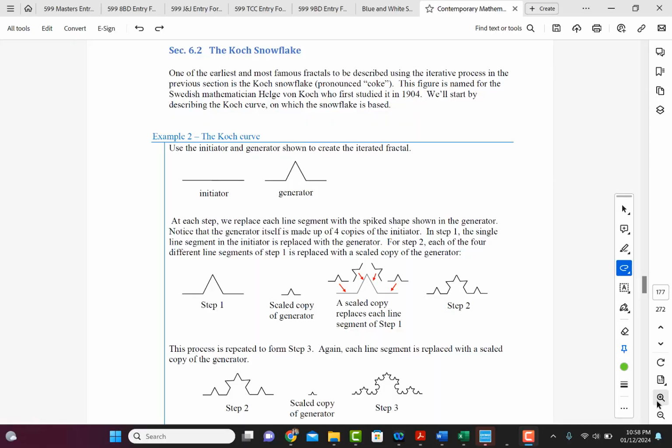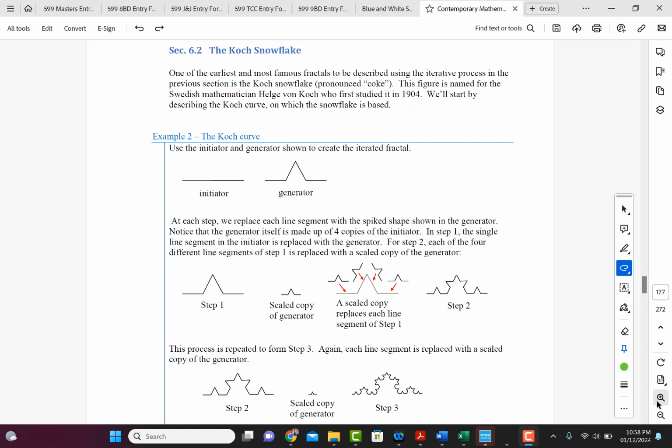Okay, now we're going to talk about the Koch snowflake. So one of the earliest and most famous fractals to be described using the iterative process in the previous section is the Koch snowflake, pronounced Koch, right? Just like I said it. This figure is named for the Swedish mathematician Helge von Koch, who first studied it in 1904.